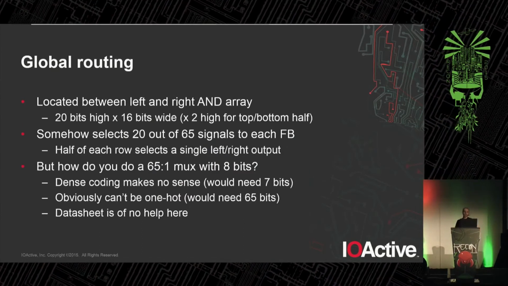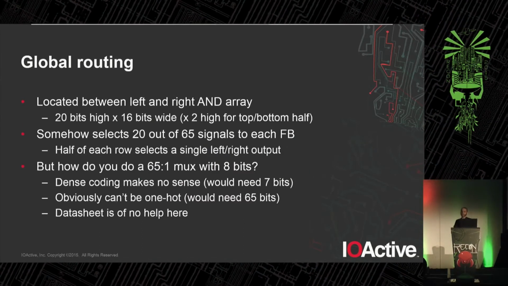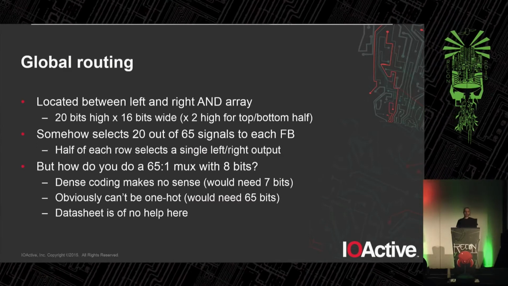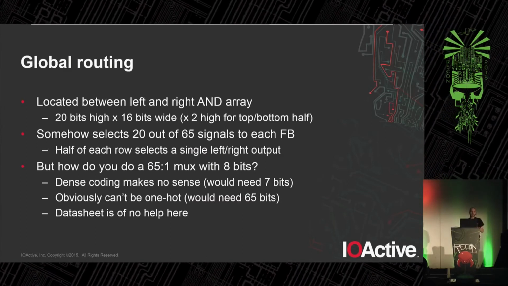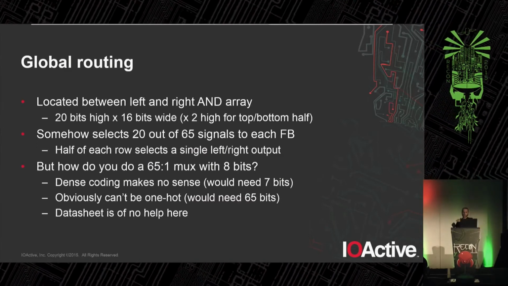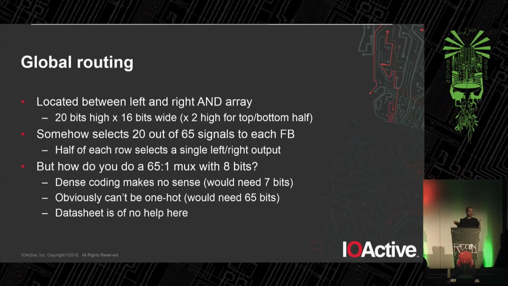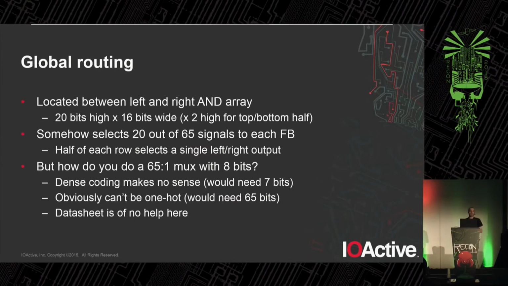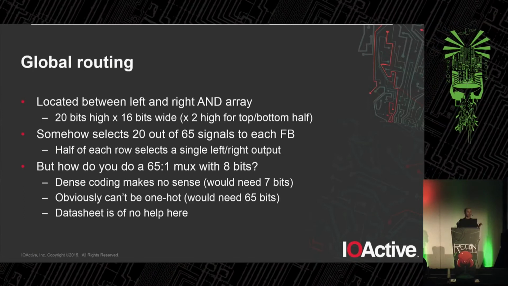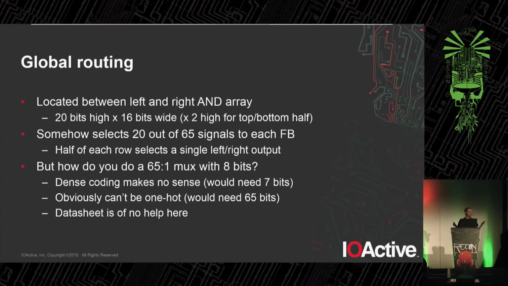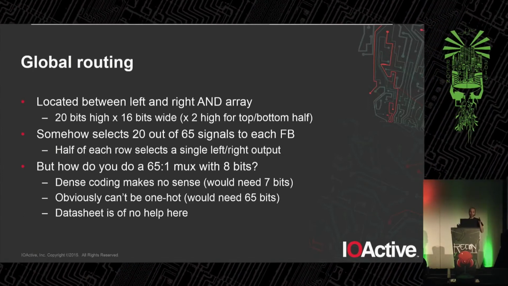So now we'll get to the global routing. We know between the left and the right halves of the AND array, there is something. We know that it is 20 configuration bits high for each half. We know it's 16 bits wide. We don't know anything more than that. The datasheet has about 2 sentences that talk about the global routing, so we have no idea whatsoever how it works.